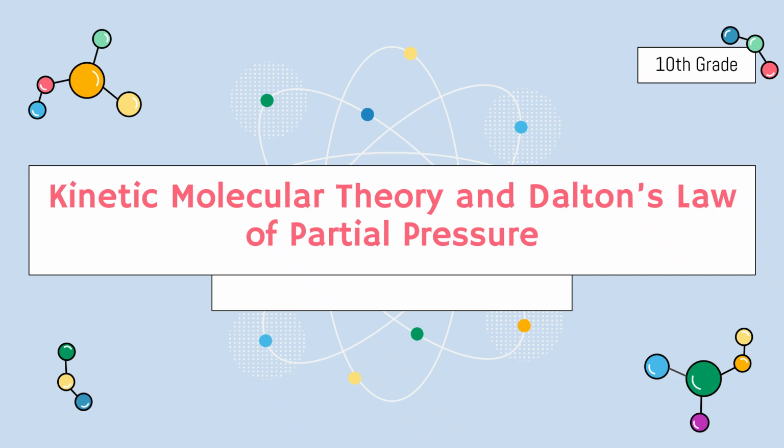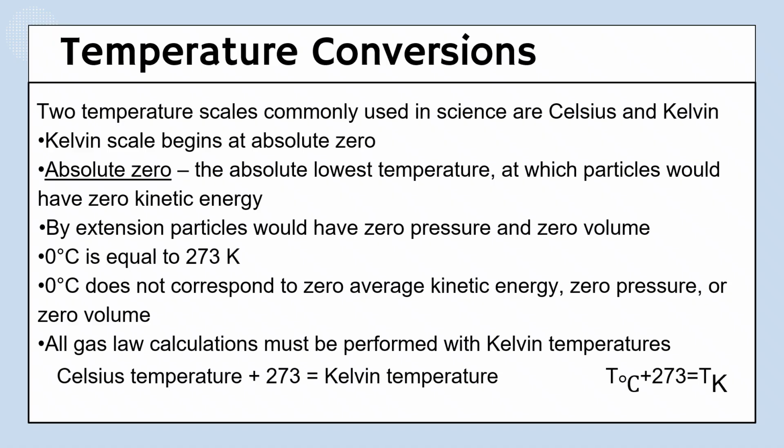So today we're going to talk about the first part of kinetic molecular theory and Dalton's law of partial pressure. We're going to look at temperature conversions. So there are two temperature scales commonly used in science, and these are Celsius and Kelvin.